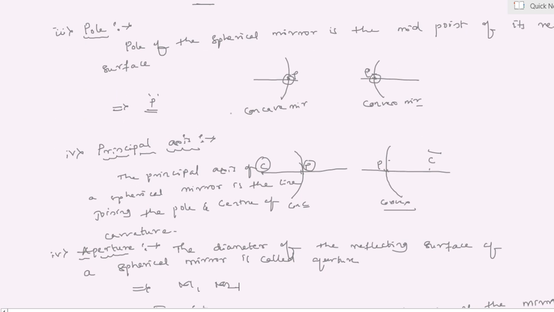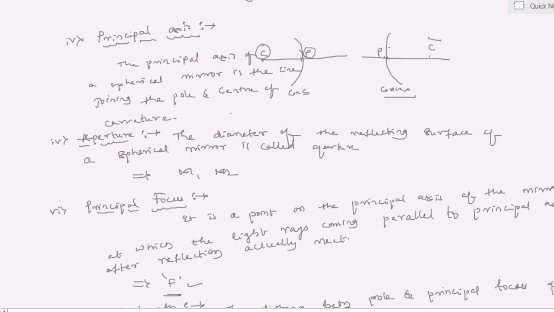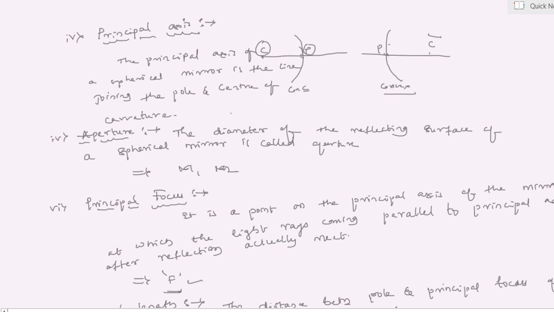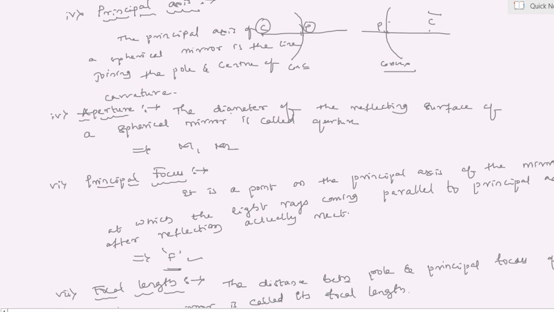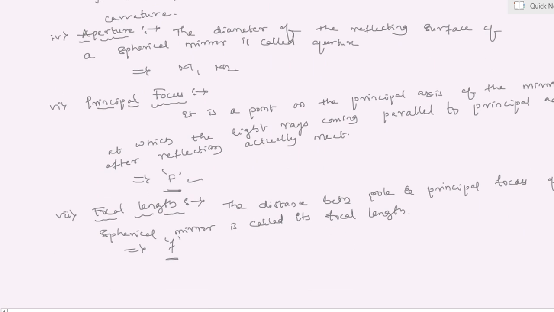Next one is pole of the mirror. The pole of a spherical mirror is the midpoint of its reflecting surface, and it is represented by the capital letter P. Next, principal axis. The principal axis of a spherical mirror is the line joining the pole of the mirror and center of curvature. And next one is aperture. The diameter of the reflecting surface of a spherical mirror is called aperture. It is indicated in the mirror as M1 and M2.